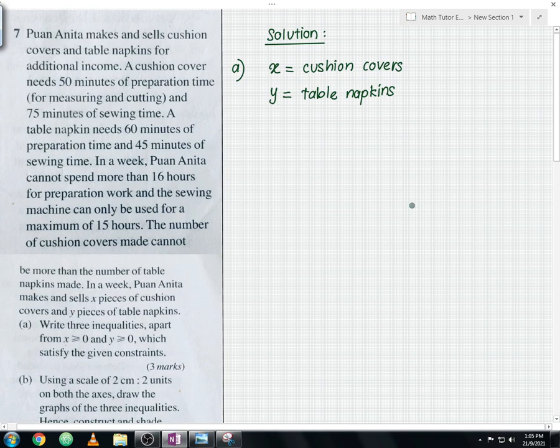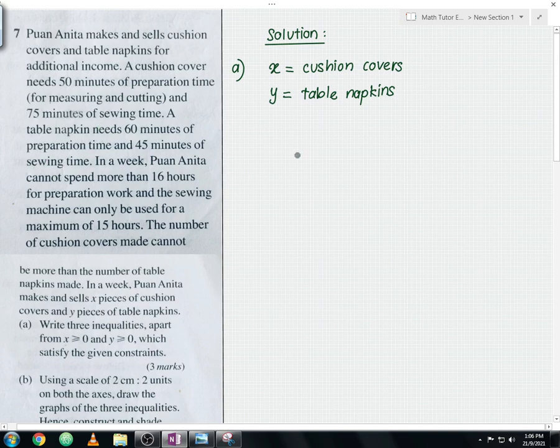So from here, let us continue to break down the information from the statement form into the simplified version. Okay, it mentioned here a cushion cover needs 50 minutes of preparation time. In this case, the preparation time includes the measuring and cutting, and 75 minutes of sewing time. Whereas for table napkins, it needs 60 minutes of preparation time and 45 minutes of sewing time. Okay, so we're going to convert this statement into the simplified version.